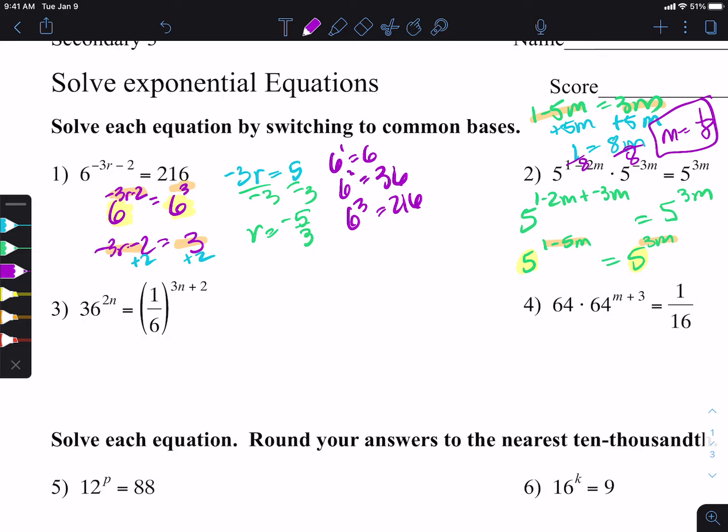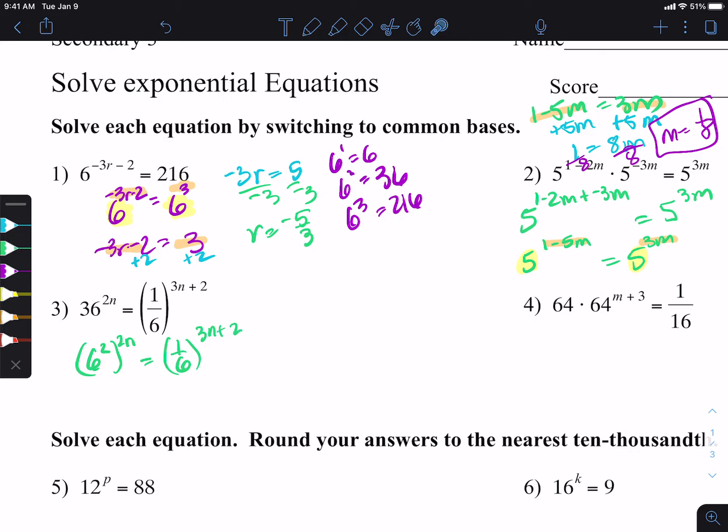If we look at our next example, notice that we've got a 1/6 and this is a 36. So when I've got a fraction, I'm going to look at the bottom to see what base it can go with. So here, I'm looking at the 6 and then 36. So I'm going to take the smaller of the two numbers, so the 6 in this case. I'm going to see if I can write 36 as some power of 6, which notice we already did the powers of 6 up here, so 6 squared is 36. So I'm going to rewrite this to be 6 to the second, but that's still raised to the 2n, right? And that equals 1/6 to the 3n plus 2.